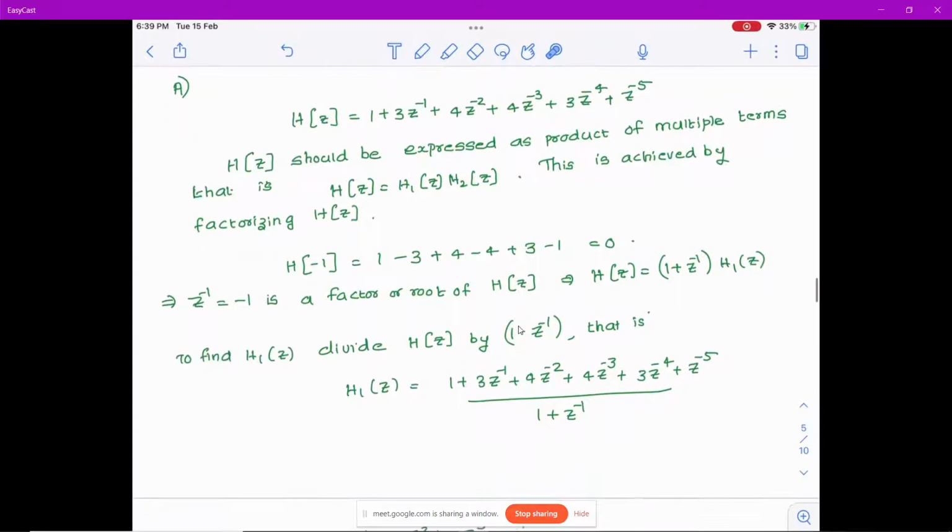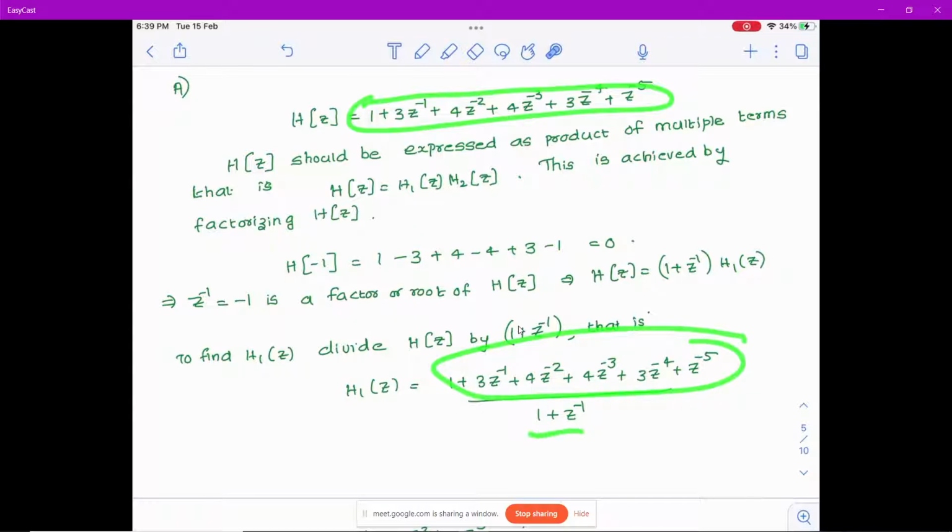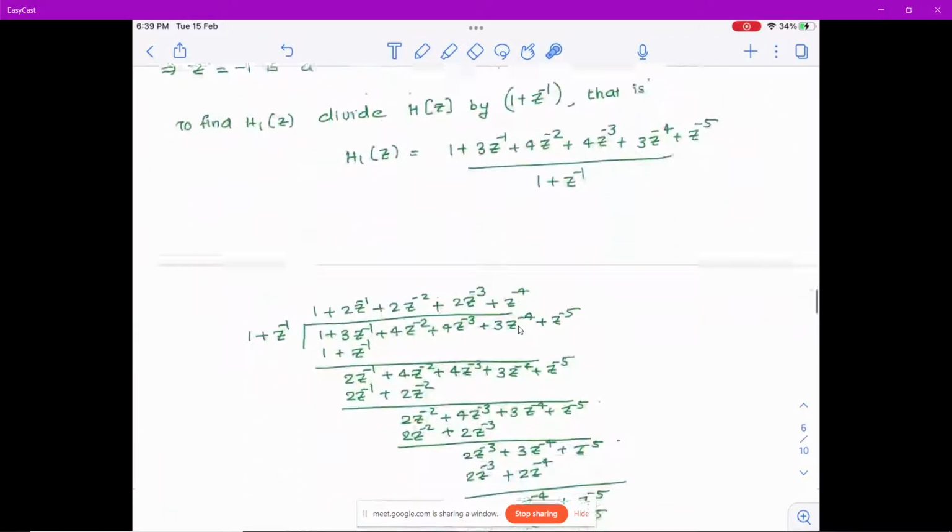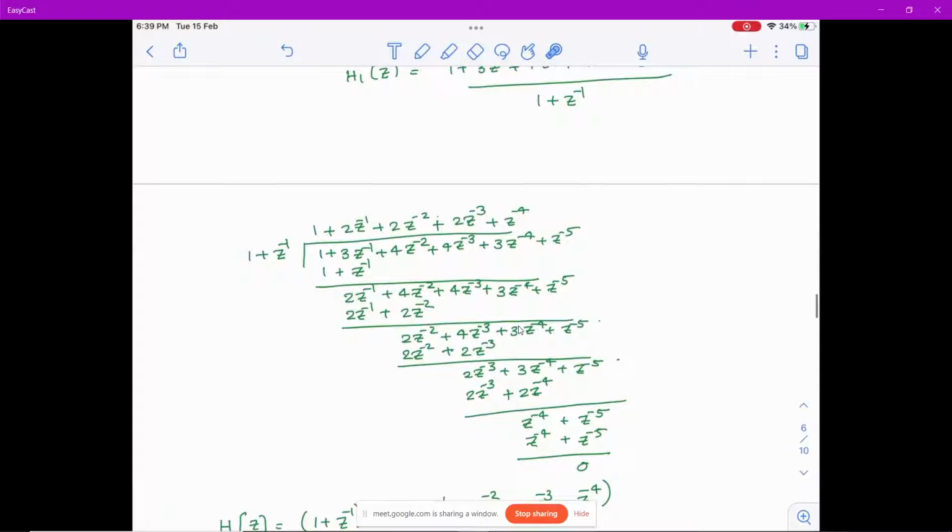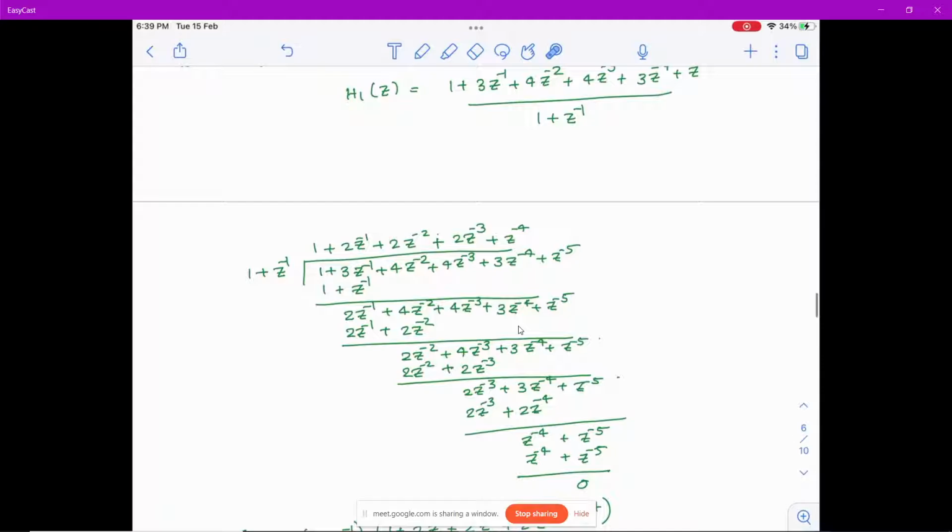Okay. Now, to find h1 of z, you need to divide h of z by 1 plus z raised to minus 1. That is, you divide your original h of z, which is this, by 1 plus z raised to minus 1. Now, when you divide, I don't know whether you have studied this division, you write the original term, that is the numerator. You write the denominator in such a way that the maximum power comes at the start.